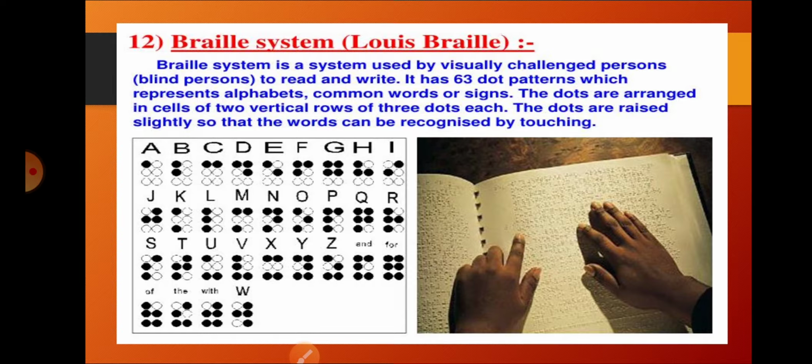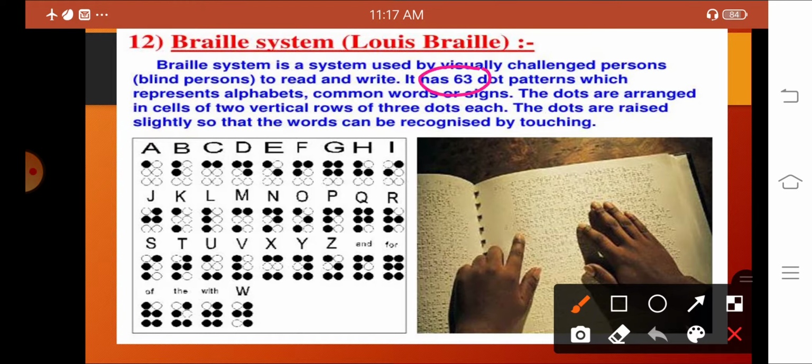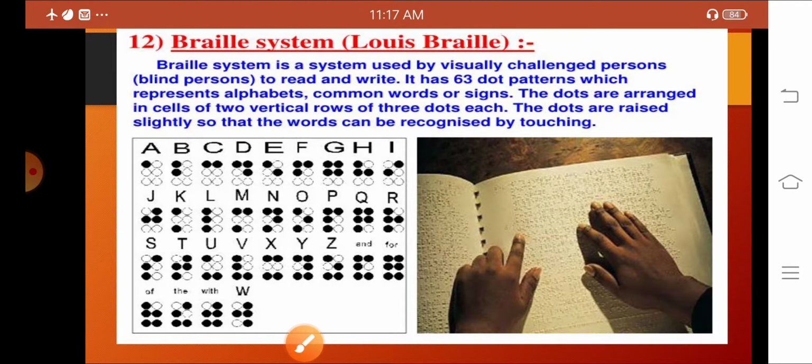It has 63 dot patterns which represent alphabets, common words or design or signs. The dots are arranged in cells of two vertical rows of 3 dots each. So the dots are raised slightly so that the words can be recognized by touching.